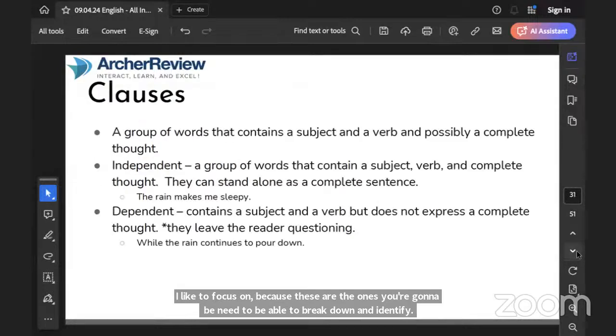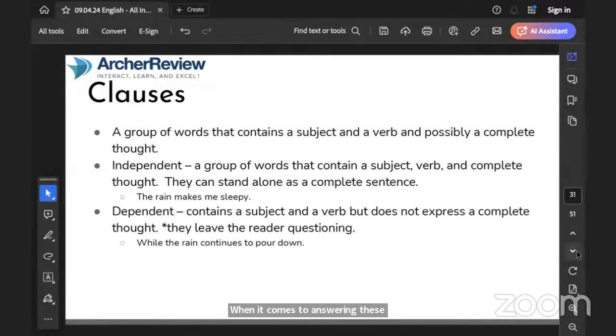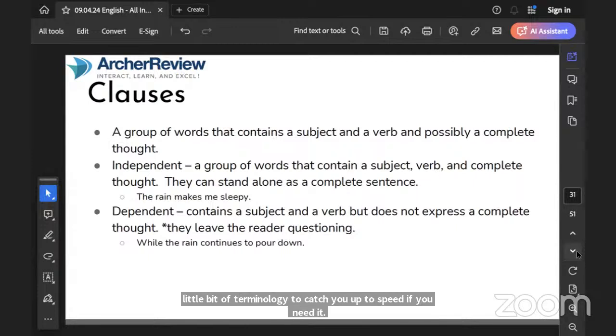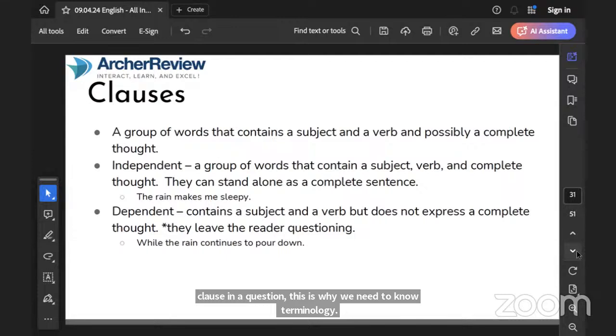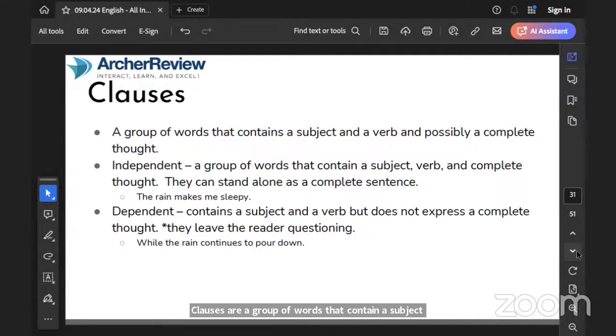So just a little bit of terminology to catch you up to speed if you need it. Clauses. If you get asked about a clause in a question, this is why we need to know terminology. Clauses are a group of words that contain a subject and a verb, and they must express a complete thought. So they need to have 3 things: subject, verb, and express a complete thought.